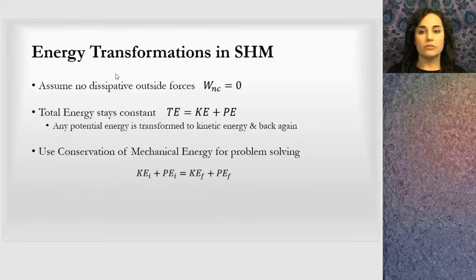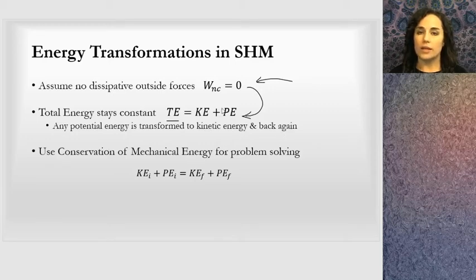When I think about conservation of energy and energy transformations in simple harmonic motion, I'm going to remind you that we are concerned only in situations with no dissipative outside forces. So there's no non-conservative work being done to take energy away from that system. Therefore, because this is true, the total energy stays constant for that oscillating mass. Whatever kinetic energy and potential energy it has, that stays constant throughout the whole time, and we will see this when we do the lab on this. Any potential energy is then transformed into kinetic energy and back again.